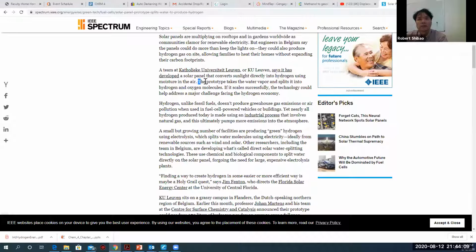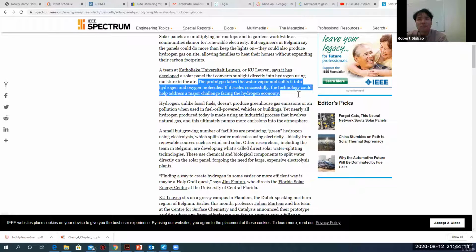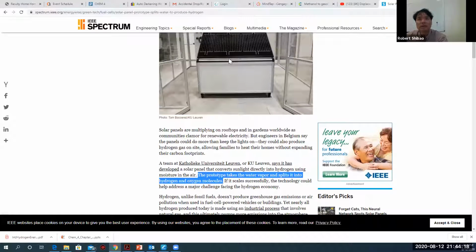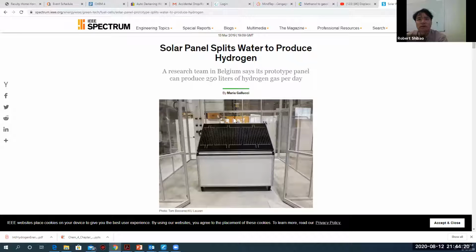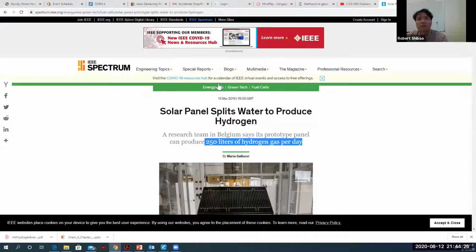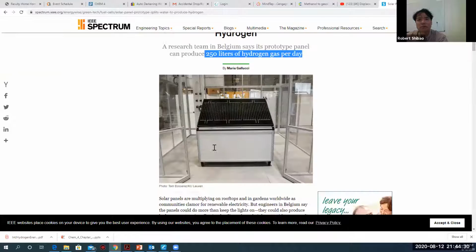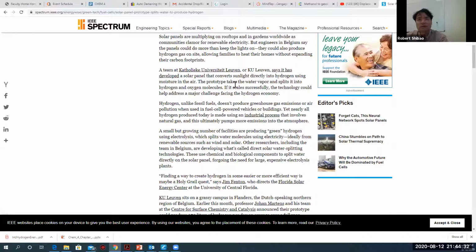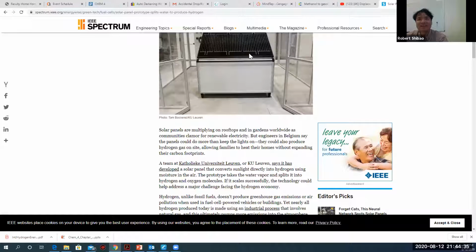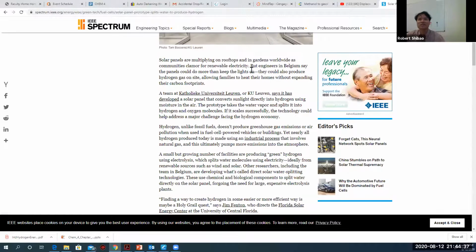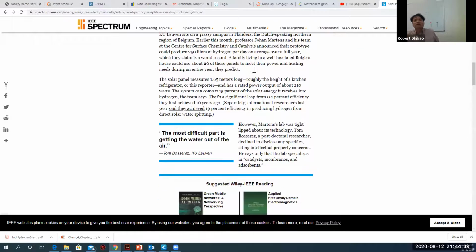Oh, this is a prototype. The prototype takes the water vapor and splits it into hydrogen and oxygen molecules. There's a rooftop unit. Wow, can you imagine all the roofs generating their own hydrogen? 250 liters of hydrogen gas per day. Belgian. What was this? 2019. Wow, that's pretty good. And so you just put in water, and you get hydrogen and oxygen gas.